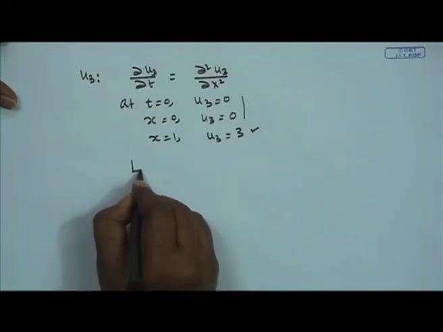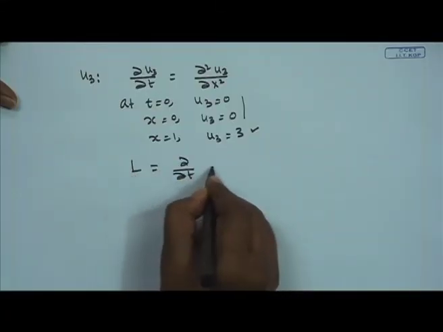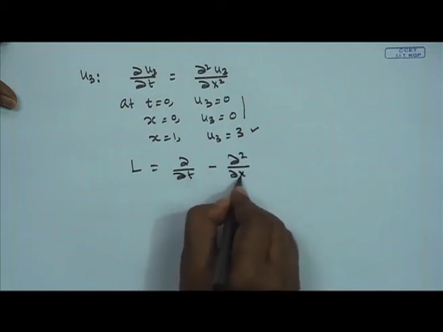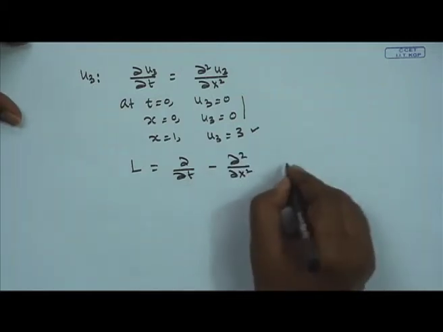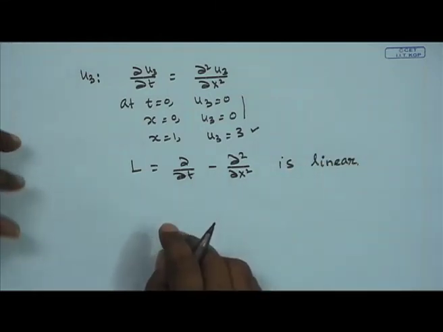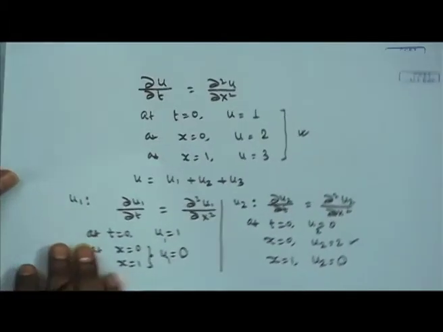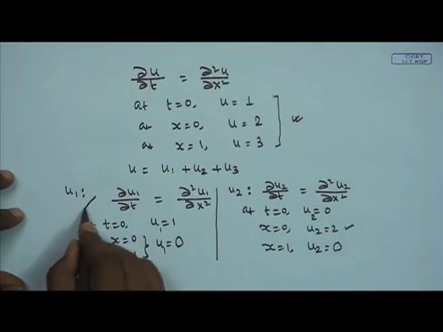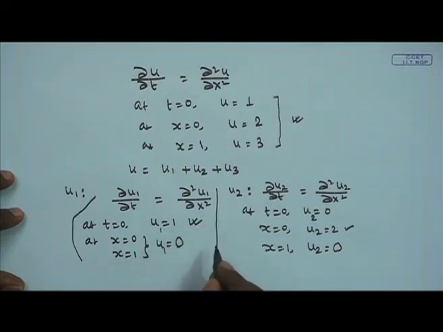And why can this be done? This can be done because our operator is linear. What is the operator here? Our operator is del del t minus del square del x square. This is known as a parabolic operator, and this operator is linear. Okay. Now, let us look into the nature of the sub-problems as well. If you have a partial differential equation where the initial condition is non-homogeneous and the boundary conditions are homogeneous, then it is known as a well-posed problem.